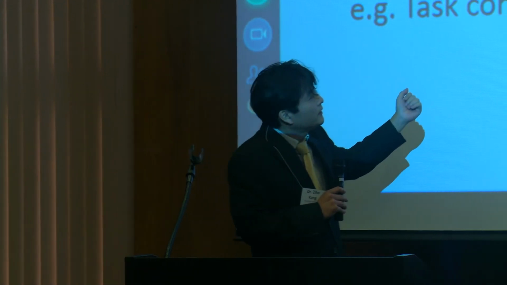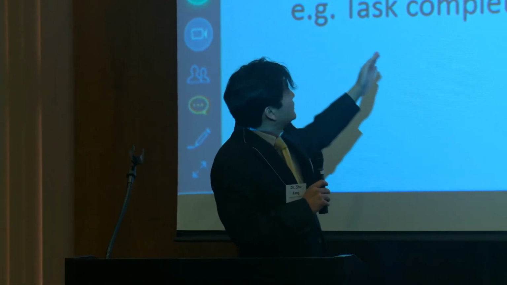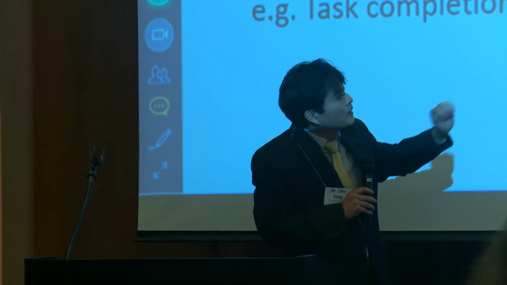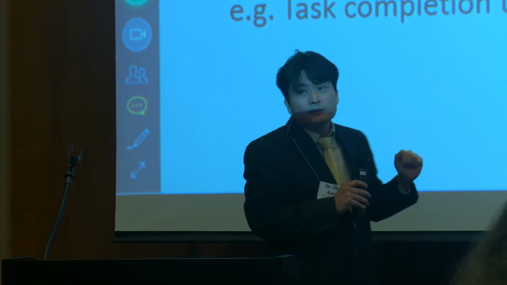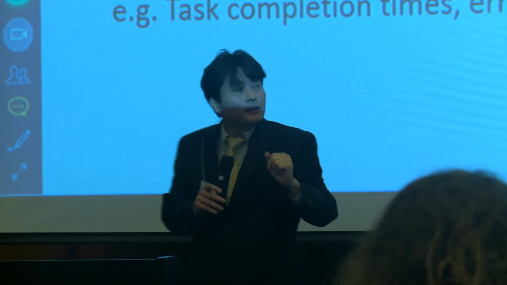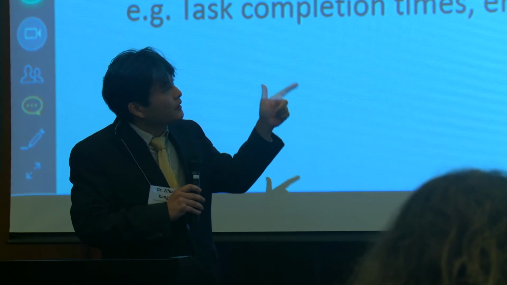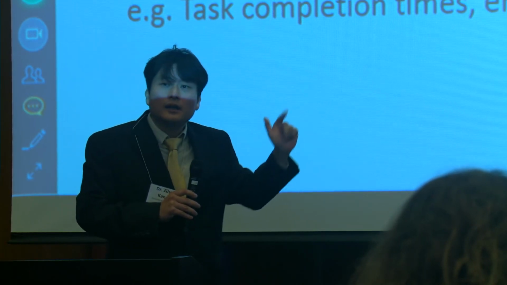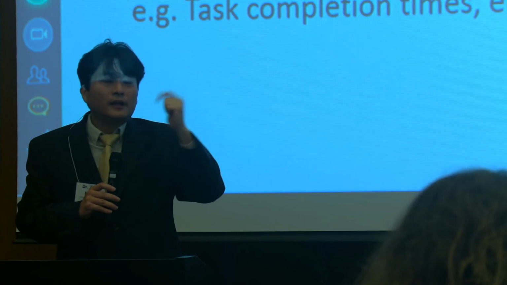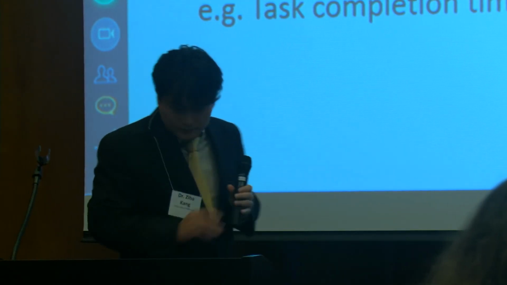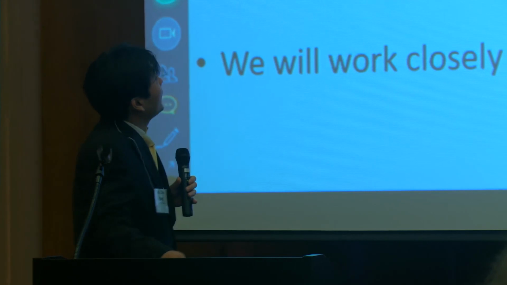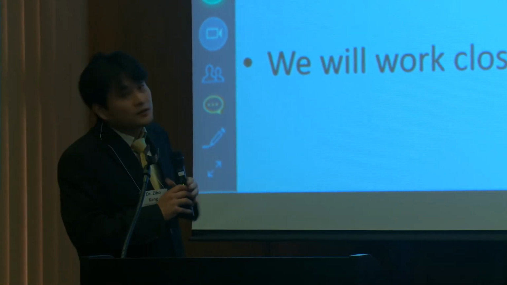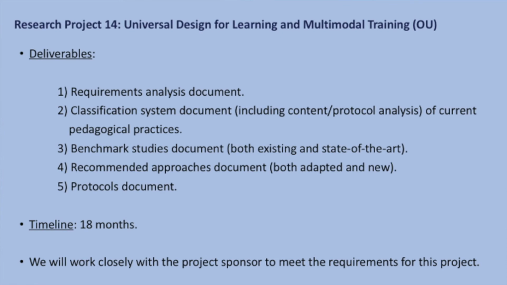So here we have the objective measures, the task completion times, errors, comprehension levels, and we have the subjective measures, such as preferences, and we're going to add an additional objective measure, which would be the physiological data, such as brain waves and eye movements. And these are the deliverables based on each process. And the timeline would be 18 months. And that is currently where we are at.